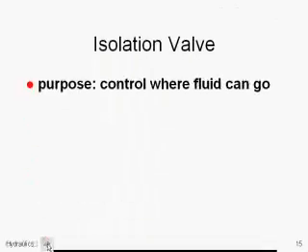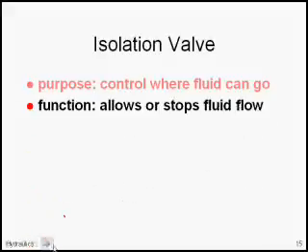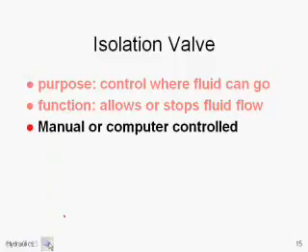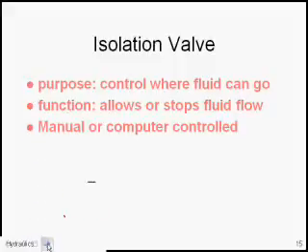Isolation valve, I mentioned that earlier. Why do we have it on an airplane? What's its purpose? It is to control where the fluid is going to go. And how does it do it? What's its function? It'll either allow or stop fluid flow. These are generally controlled by the pilot or the computer.